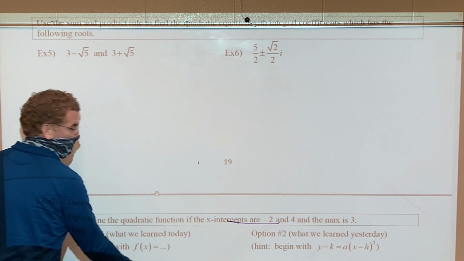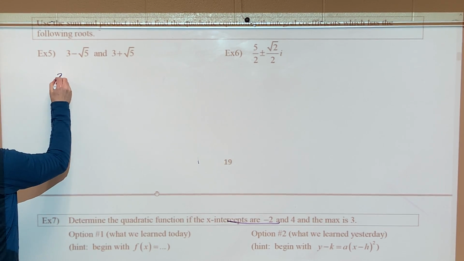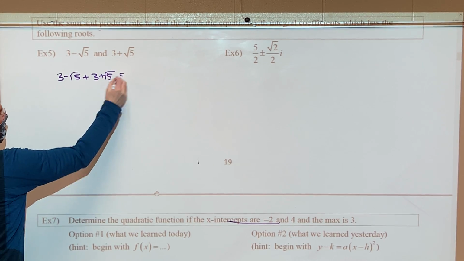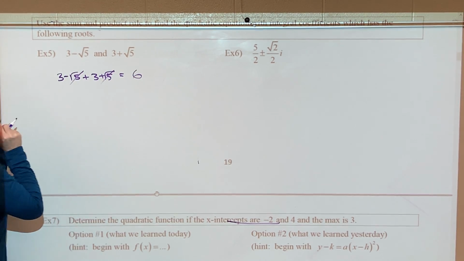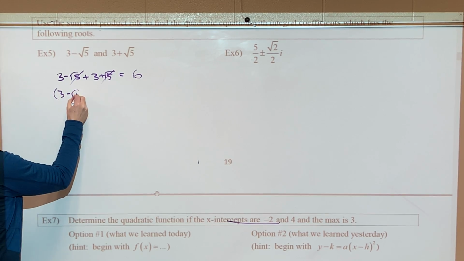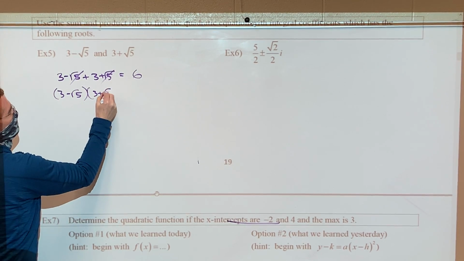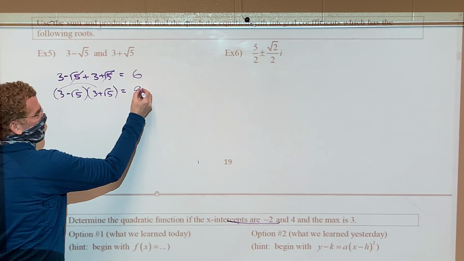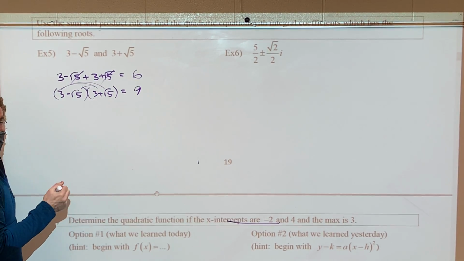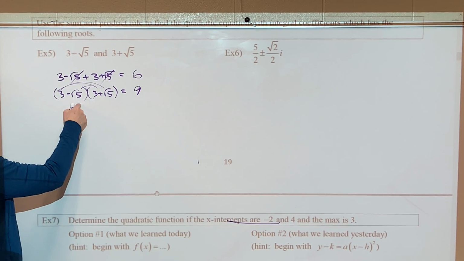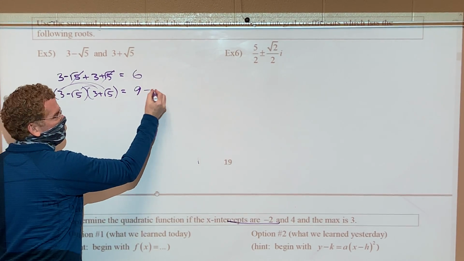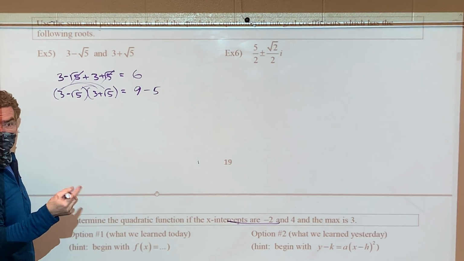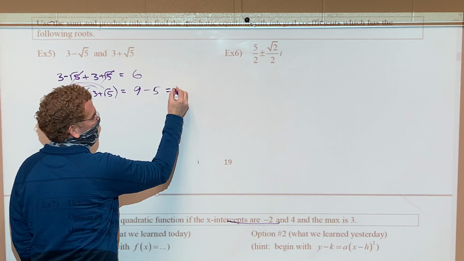I'm going to find the sum. What's the sum give me? 6. I'm going to find the product. What's the product give me? Be careful. 9. What's the outside inside do? Cancel. What's negative root 5 times positive root 5? Negative 5. And if there were i's, it'd be negative 5i squared, which would be positive 5. But in this case, it's not.